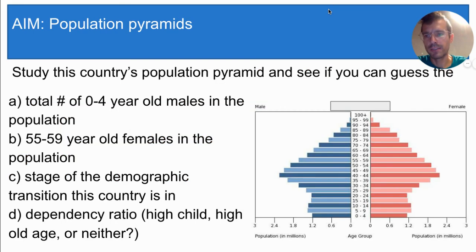All right, here's some practice. I want you to study this country's population pyramid and see if you can guess the following things. Take a look at A, B, C, and D. Pause the video and try and answer them on your own.